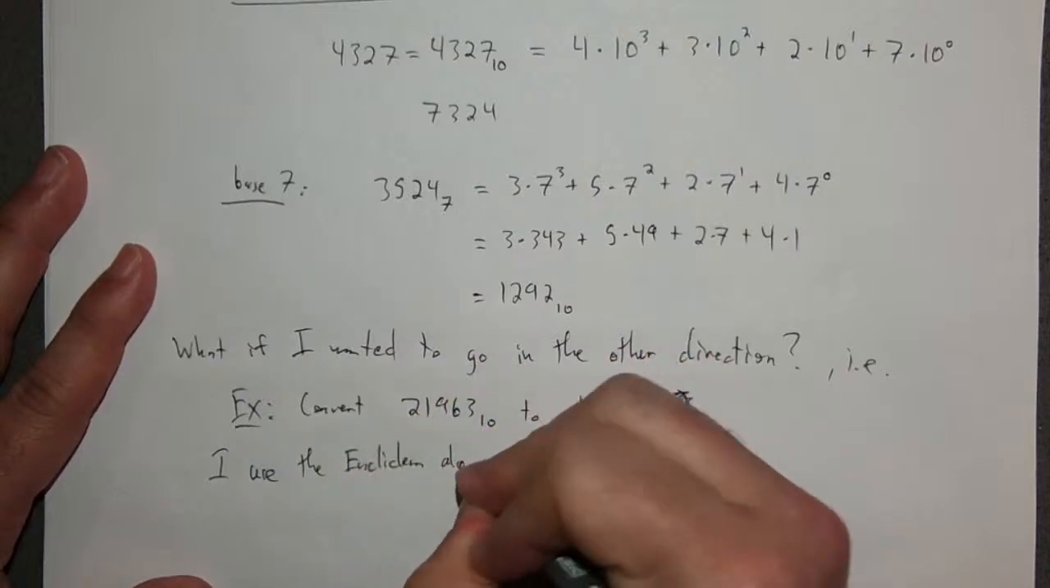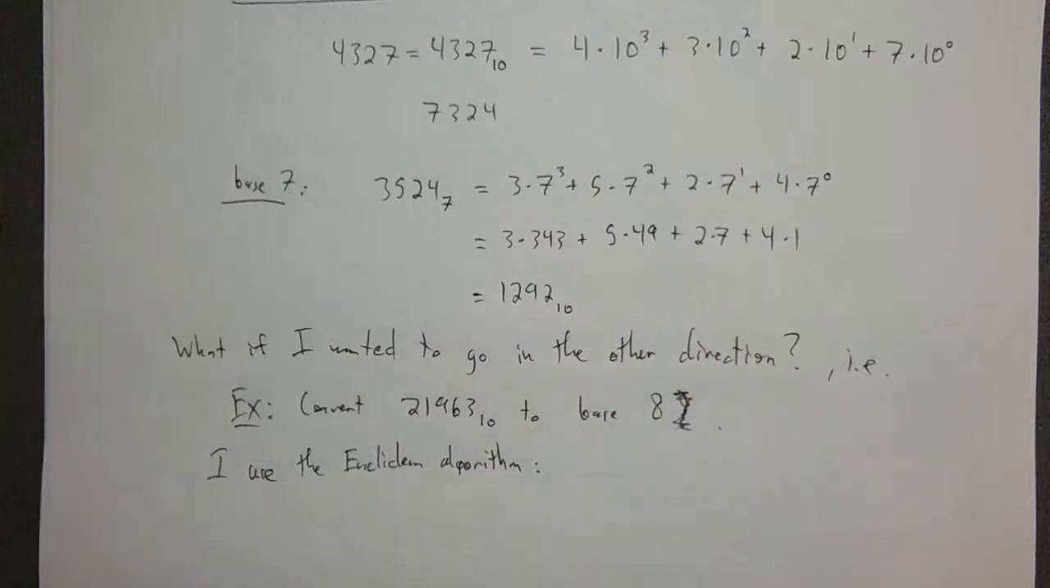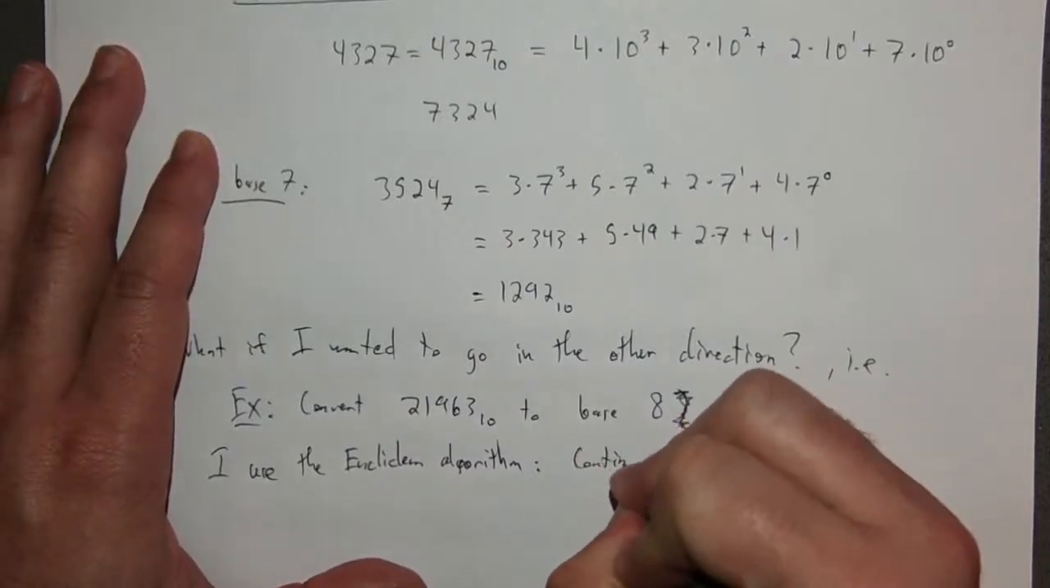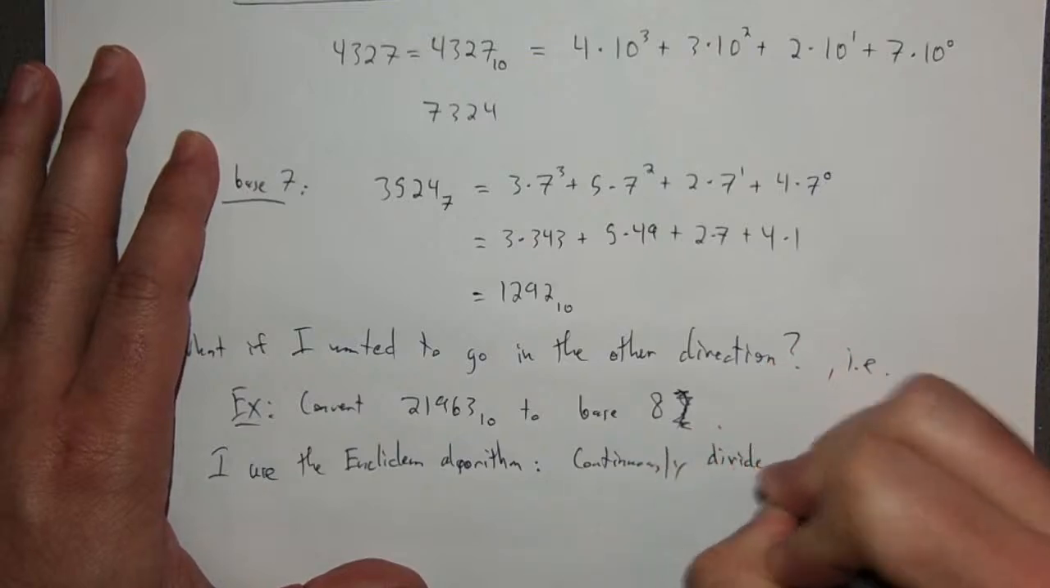You might think immediately, wait, how's the Euclidean algorithm going to help with this task? Well, let's think about it for a second. So let's just write this out first of all. What do I do to write it in base 8? What I do is I continuously divide by 8.